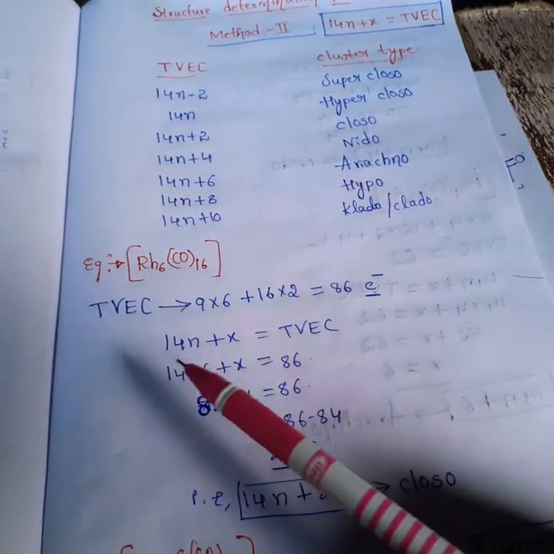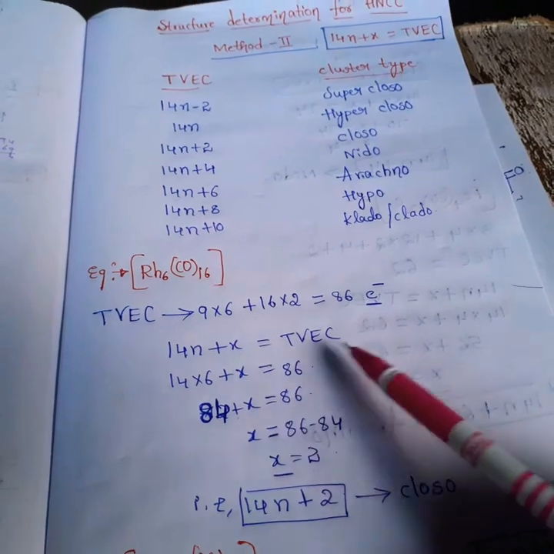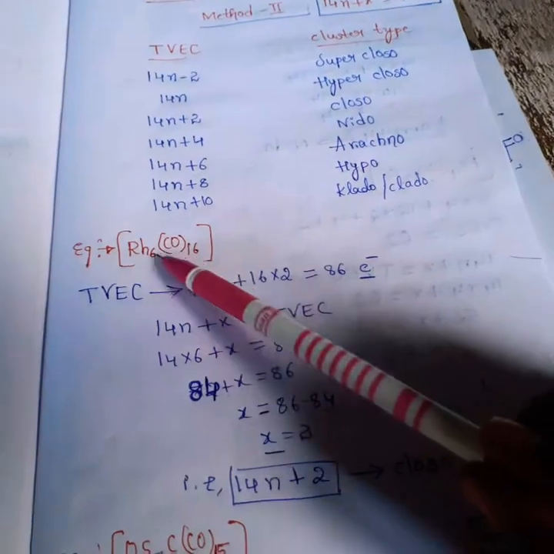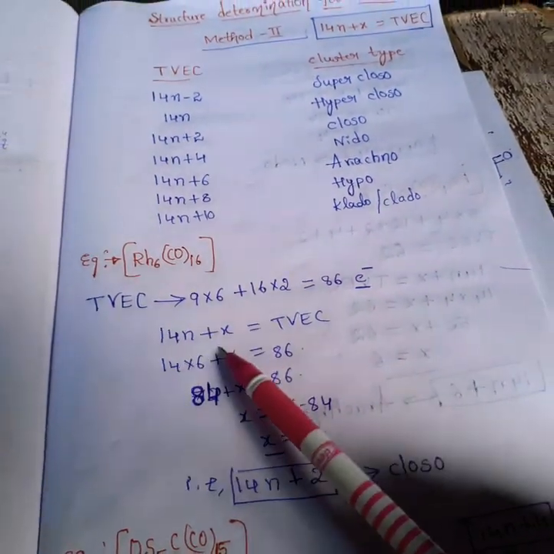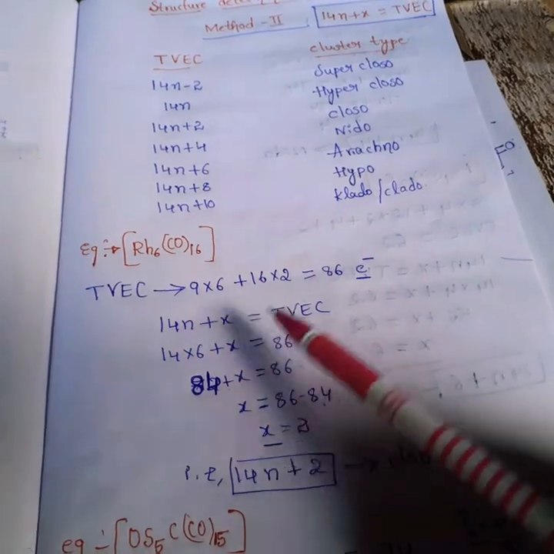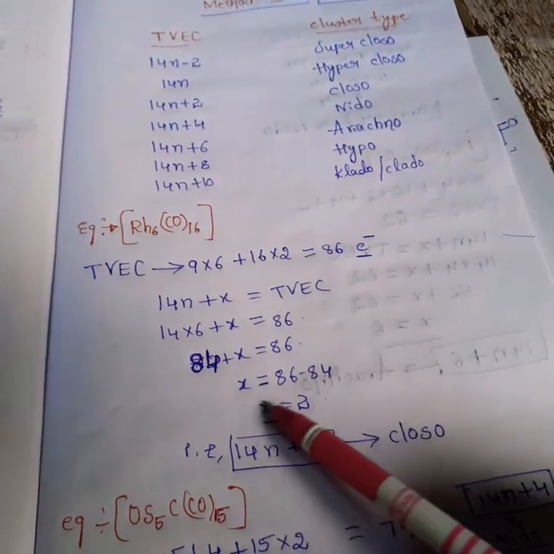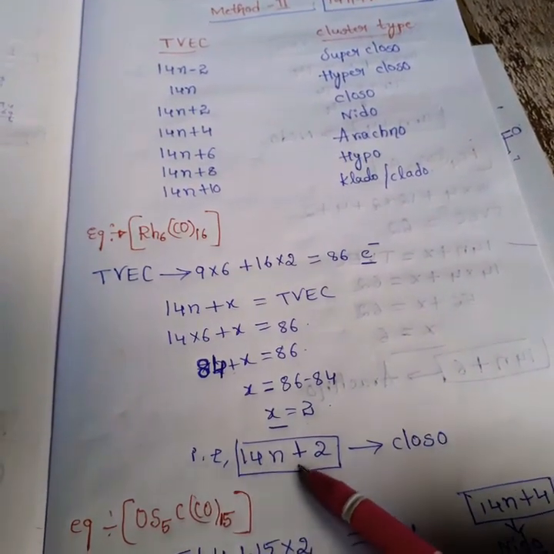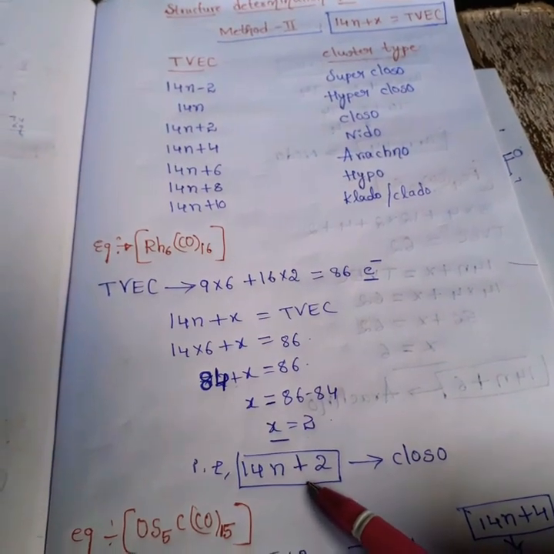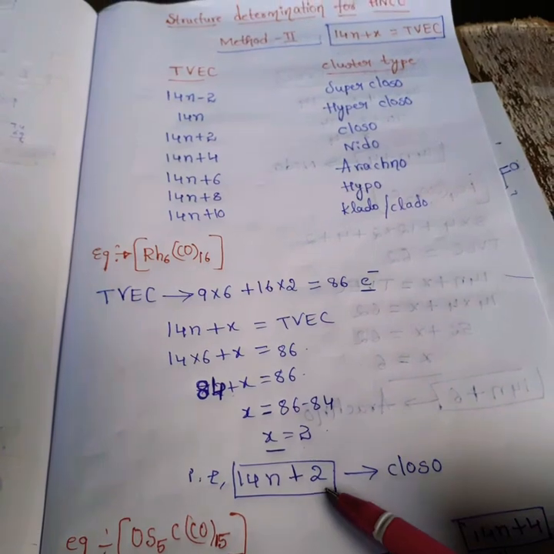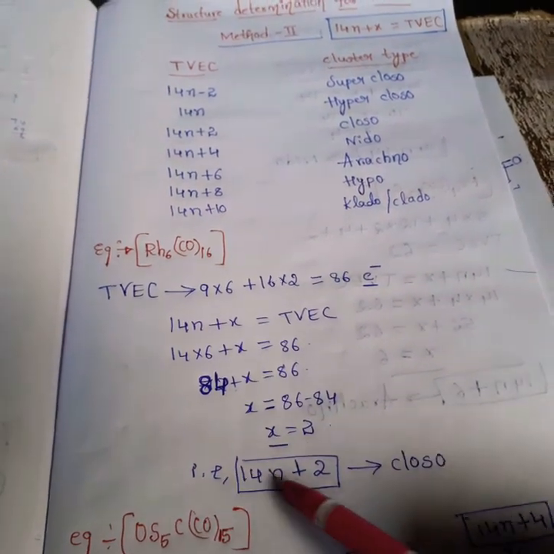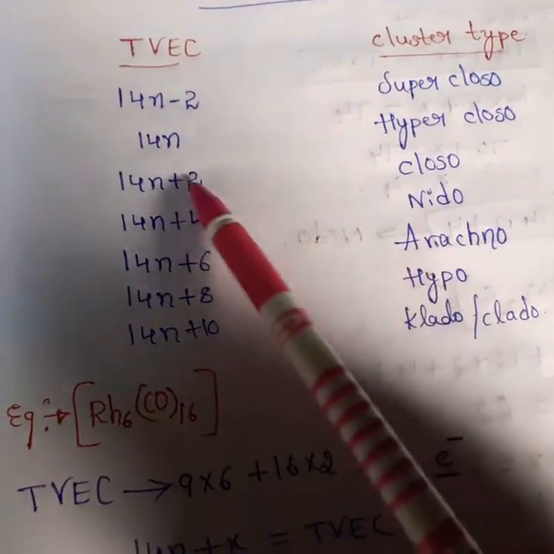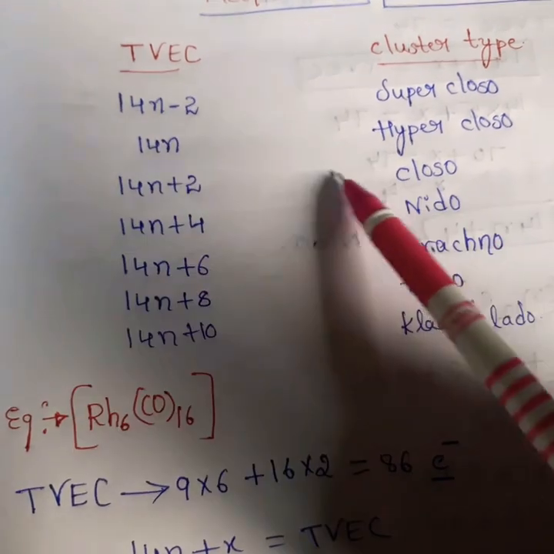14N plus X is equal to total valency electrons. N is 6 because 6 metals are present. So 14 into 6 plus X, and we have already calculated X, which is 2. So this is in the form of 14N plus X, and here we got 2, so 14N plus 2. Let us go to our chart. 14N plus 2 means here we will get closo. The cluster type is closo.